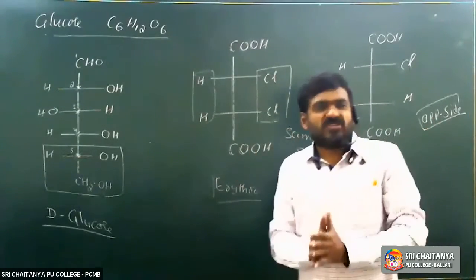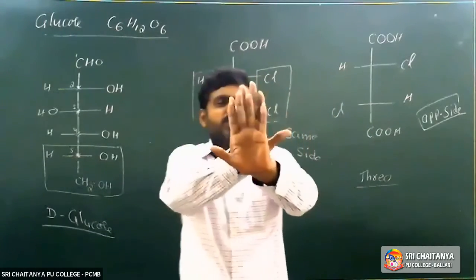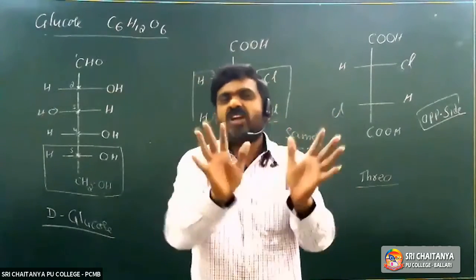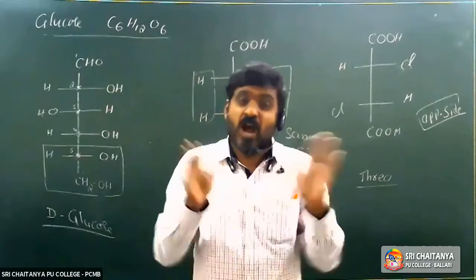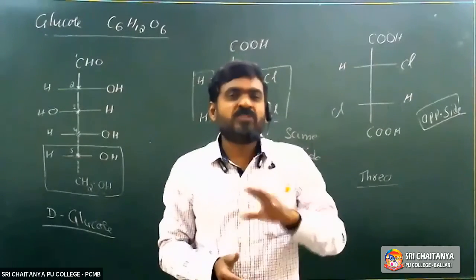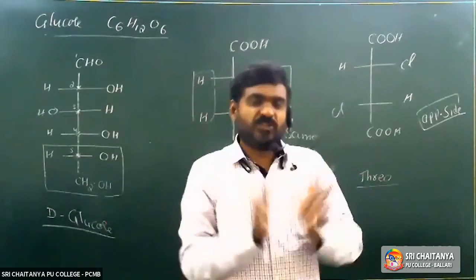So enantiomers means non-superimposable mirror images are called enantiomers. What are diastereomers? They are not mirror images and are non-superimposable. So non-superimposable, non-mirror images are called diastereomers.